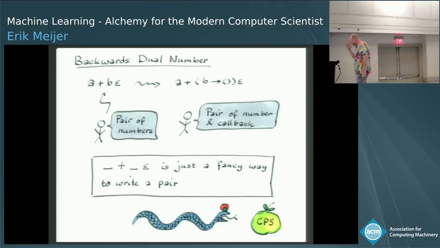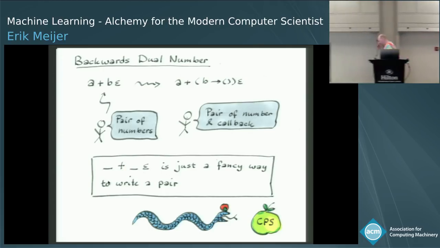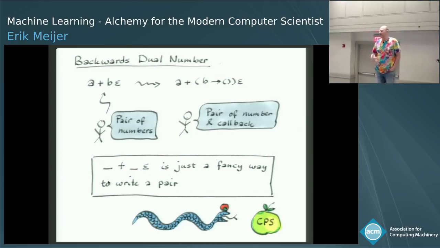Now the question is how do you do back propagation with dual numbers? And what is interesting, and there's a quote by somebody that good ideas spring up like daisies in the spring or something. I don't know who to attribute this to. But a lot of people have recently discovered that back propagation is just CPS conversion of forward propagation. So let me show you.